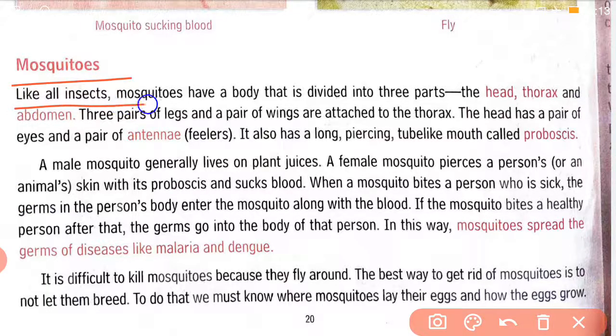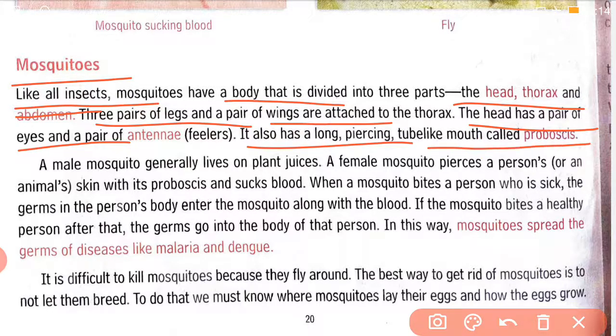Mosquitoes. Like all insects, mosquitoes have a body that is divided into three parts: head, thorax, and abdomen. Three pairs of legs and a pair of wings are attached to the thorax. The head has a pair of eyes and a pair of antennae, feelers. It also has a long piercing tube-like mouth called the proboscis. A male mosquito generally lives on plant juices. A female pierces a person's skin with its proboscis and sucks blood.